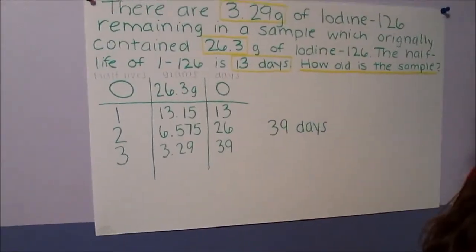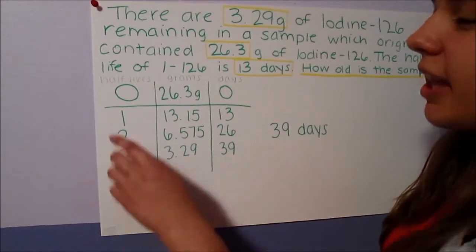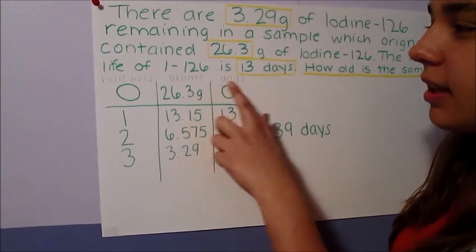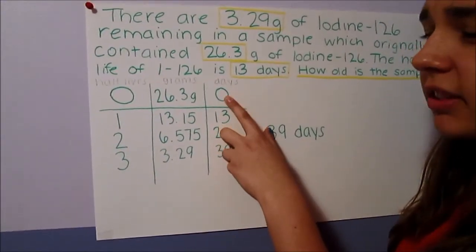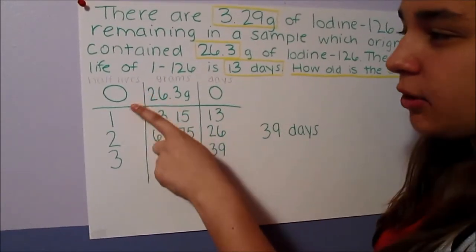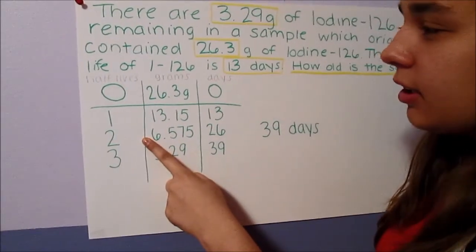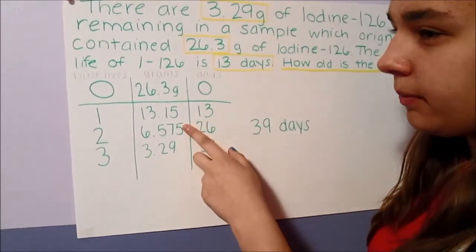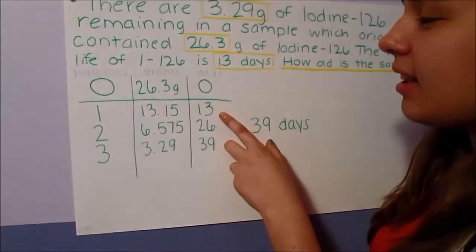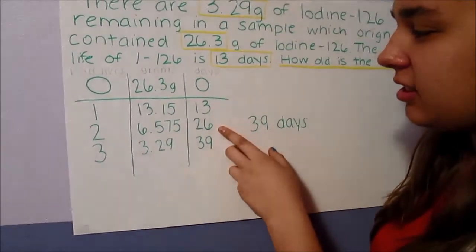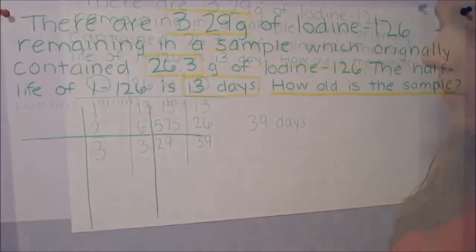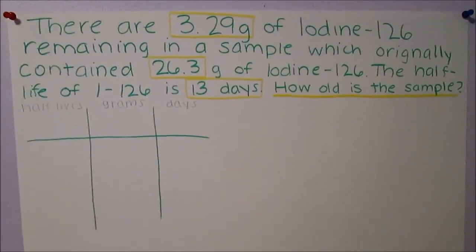When you solve a half-life problem, you make a chart with half-lives, grams, and days. Every time you add a half-life, you divide the grams by 2. And afterwards you add the number of days the half-life is each time. And now we'll do a half-life practice problem.